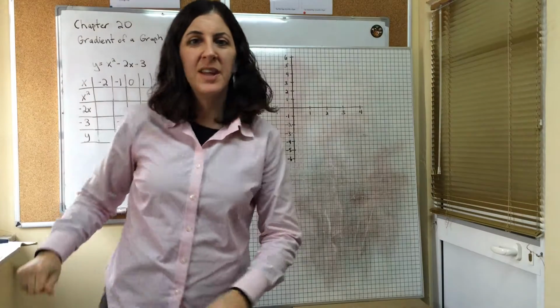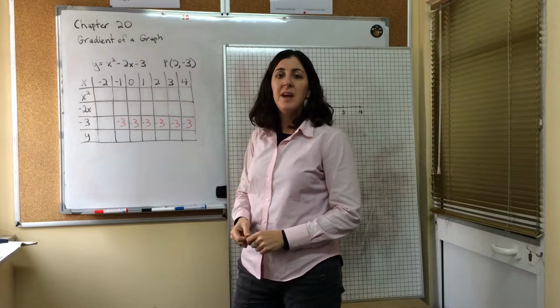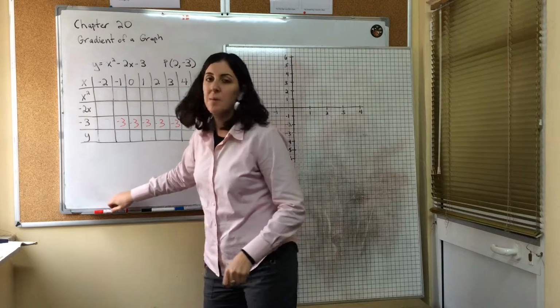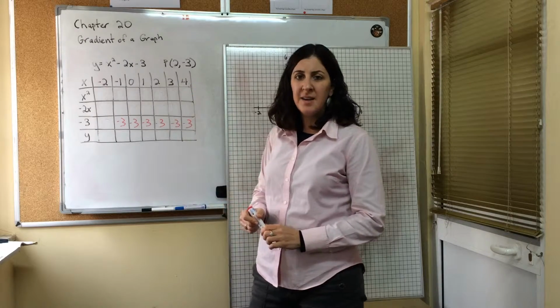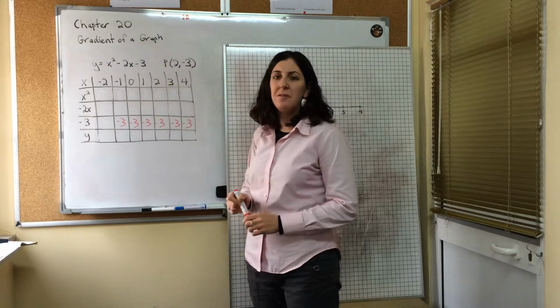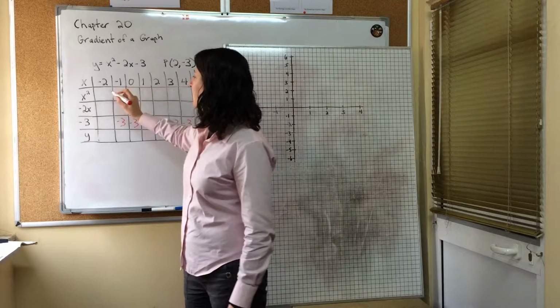Okay, this is the last video of this lesson. So this is going to be finding the gradient of a graph. We will begin doing it exactly the same way as we've done all of these. We'll do a table, we'll graph the line, this curve actually, and then we'll find the gradient after that. So we've set it up the same way as always. We'll plug in the points.